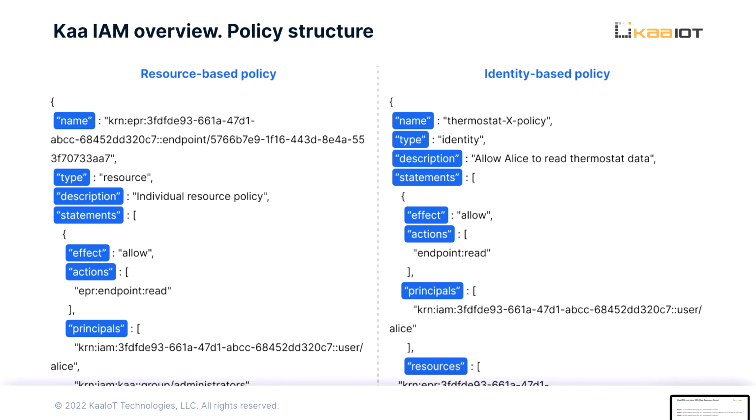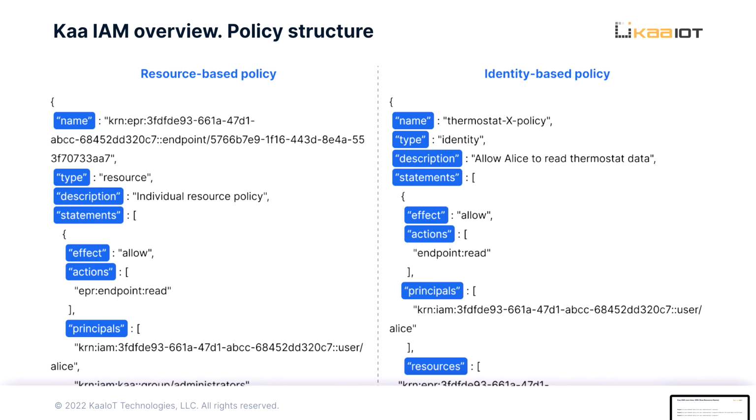Type represents policy type: resource stands for resource-based, and identity for identity-based. Description stands for human-readable policy description. Statements, this is where the actual policy logic resides. There can be one or more entries in the statements array. Each individual statement has the effect, action, principals, description, and resources if it's an identity-based policy.